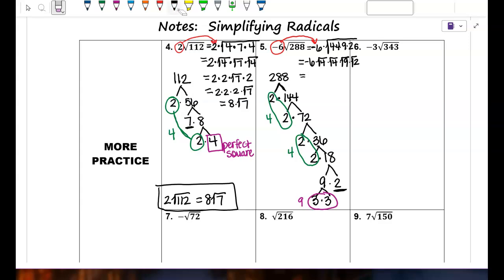So we have -6 times 2 times 2 times 3 times the square root of 2. So -6 times 2 is -12 times 2 is -24 times 3 is -72 times radical 2. So I'm not going to have room to rewrite the whole thing here. So this is going to be -72 radical 2. We'll pick up with this tomorrow.